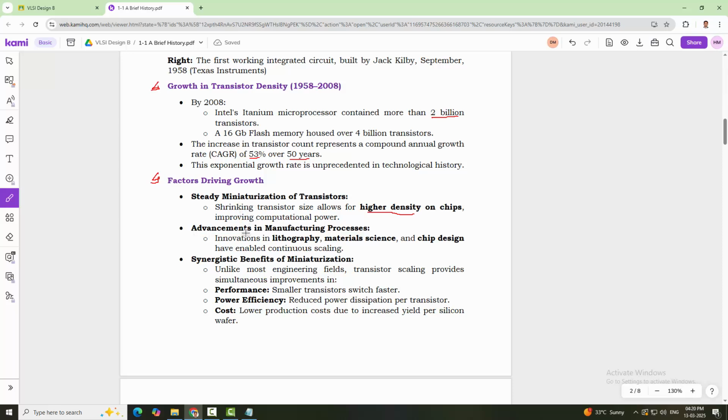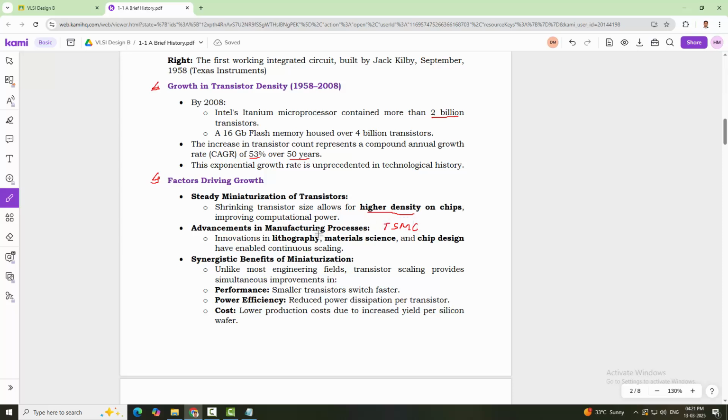The second important point is advancements in the manufacturing process. As we know, the main manufacturing company is the Taiwan Semiconductor Manufacturing Company, which we shortly call TSMC. That is the main industry which provides integrated circuits for the entire world. Of course, other fab houses are there, but the majority of ICs are fabricated at TSMC.